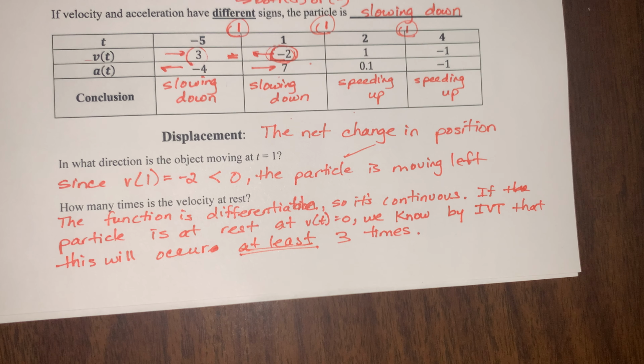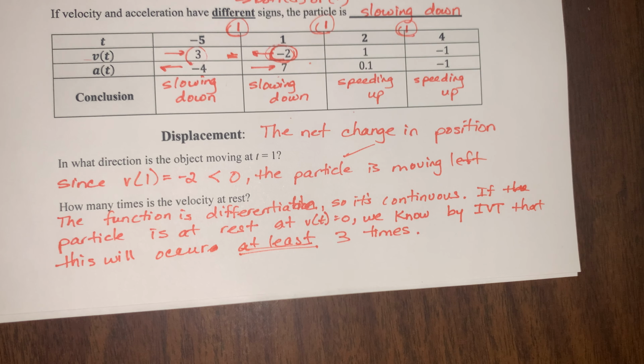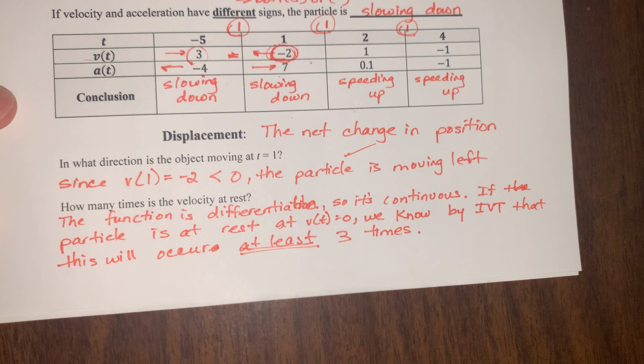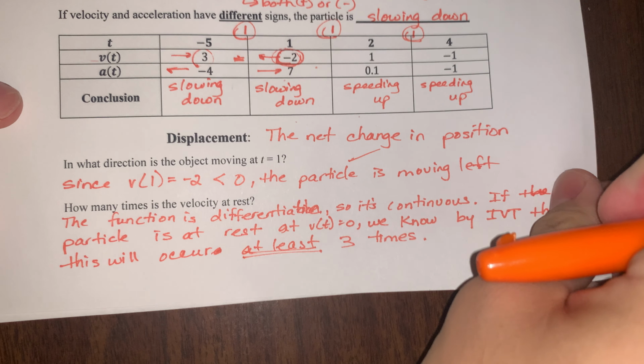We know that the sign of the velocity changes from -5 to 1, from 1 to 2, and from 2 to 4. So we can for sure say that at least 3 times it changed position. So let's go ahead and answer these problems on the back. We're at 17 minutes. Nice.